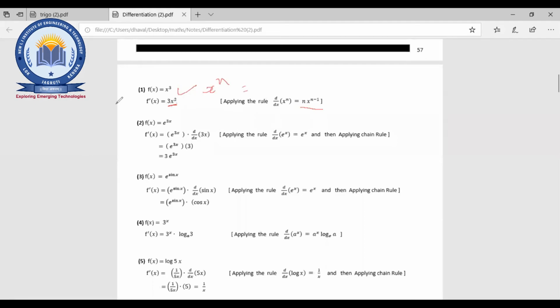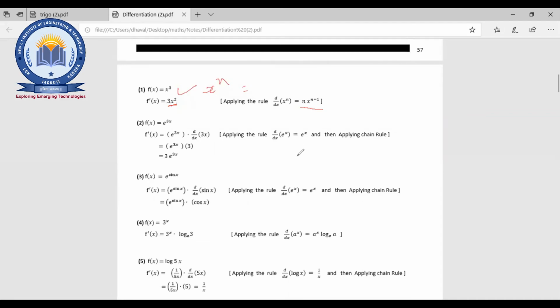Now the chain rule. Before solving this example, we'll go through the chain rule, because most of the examples depend upon that one only. Otherwise all are easy ones, right? So we are not wasting our time on the easy ones. Now sec inverse x and cosec inverse x, right?